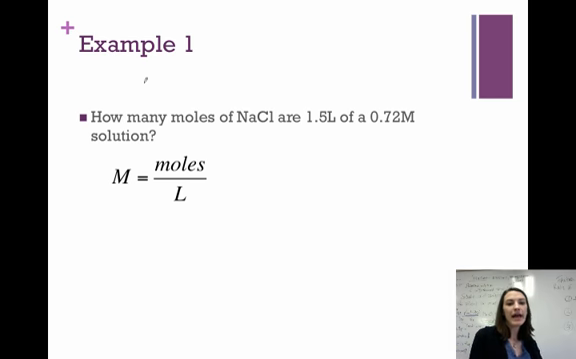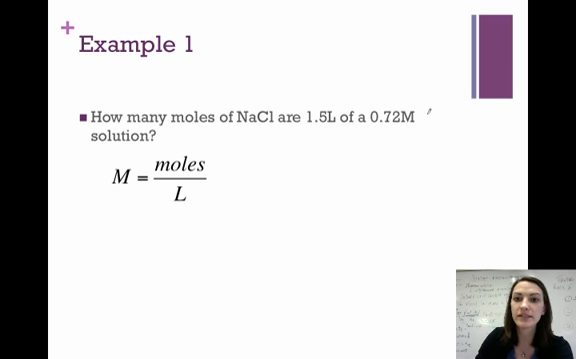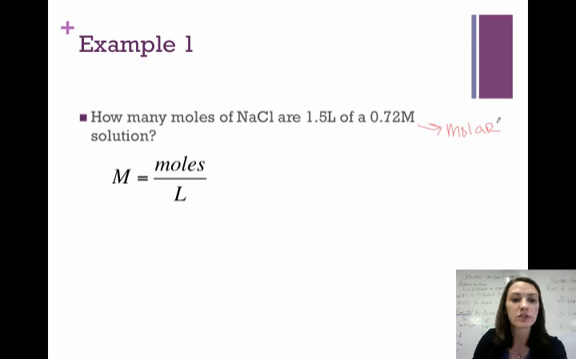For example 1, how many moles of NaCl are in 1.5 liters of a 0.72 molar solution? When we read this, it's a 0.72 molar solution, just like your teeth are molars. We start by writing out our equation, molarity equals moles per liter, and then see what information we already have. I'm seeing 1.5 liters, already in liters, so that's our volume. And we've got a molarity, a concentration.